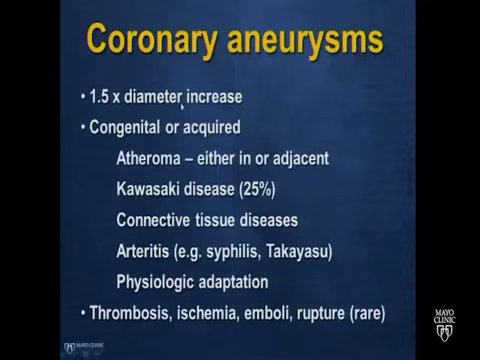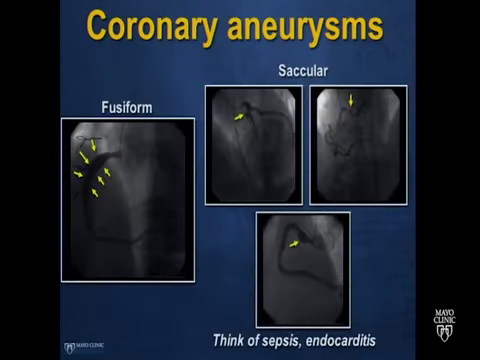Coronary aneurysms, this should be considered whenever there's a vessel that's about 1.5 times the diameter increase of the segments on either side. They can be congenital or acquired. The most common reason for aneurysms is atheroma. Also think of these with Kawasaki disease, connective tissue diseases, arteritis. Sometimes it can happen with physiologic adaptation, but that's quite rare. These can lead to thrombosis, ischemia, emboli, and almost never rupture, though it's been reported.